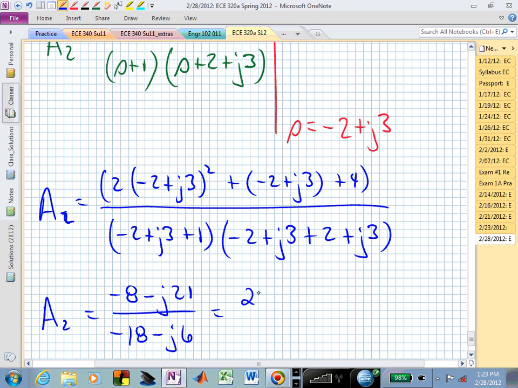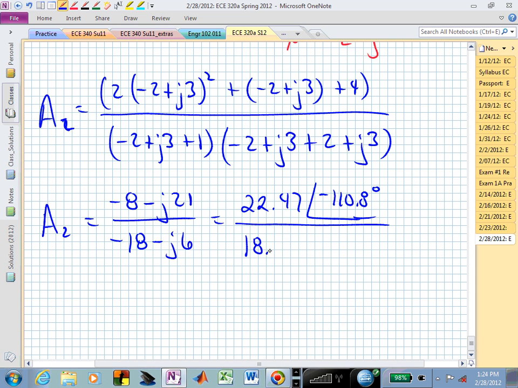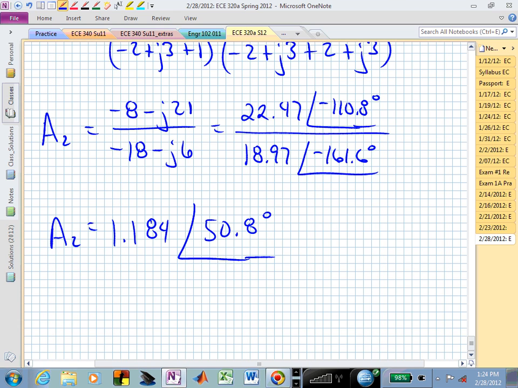This one actually ends up being at a length of about 22.5 at an angle of minus 110. This one is 18.97 at an angle of minus 161.6 degrees. Or a sub 2 is equal to 1.184 at an angle of 50.8 degrees, roughly.